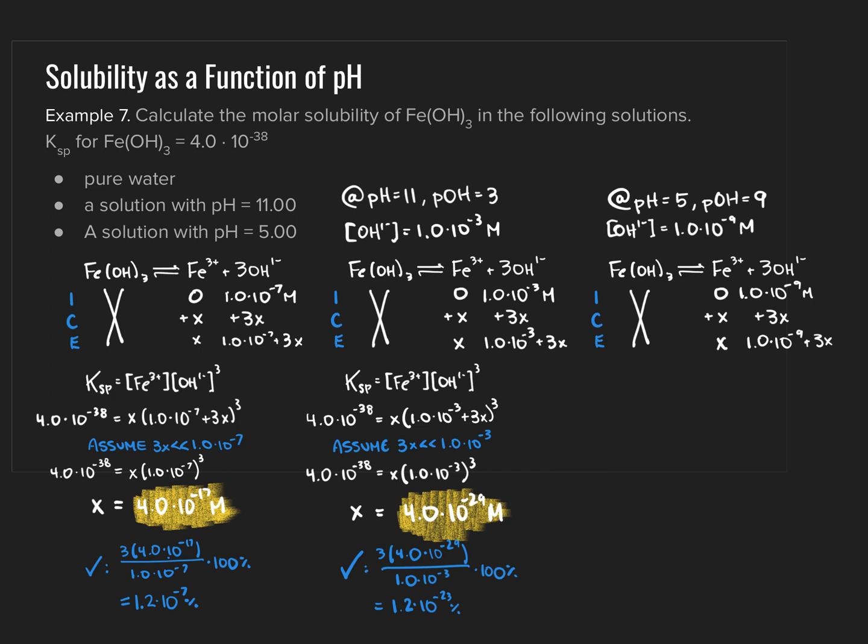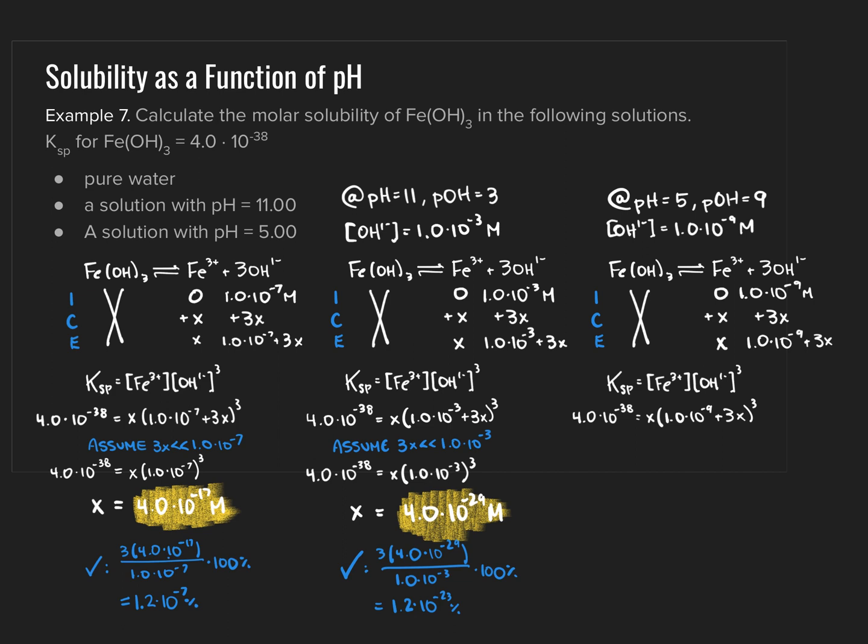The equilibrium concentration as well now becomes 1.0 times 10 to the negative 9th plus 3x molar. Same process as we saw in the previous two calculations. Now we will solve my KSP expression for x. So I have 4.0 times 10 to the negative 38th is equal to my x value times 1.0 times 10 to the negative 9th plus 3x quantity cubed.